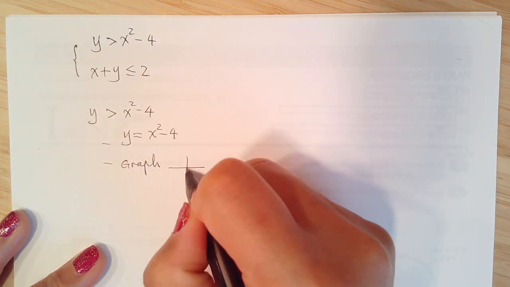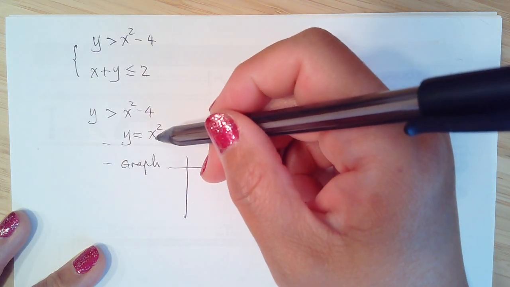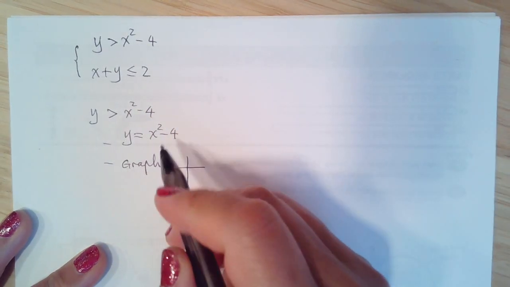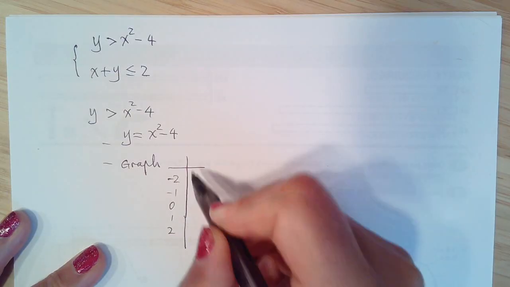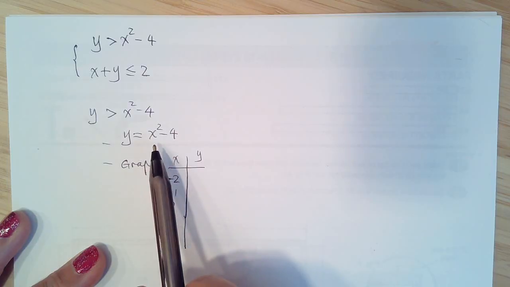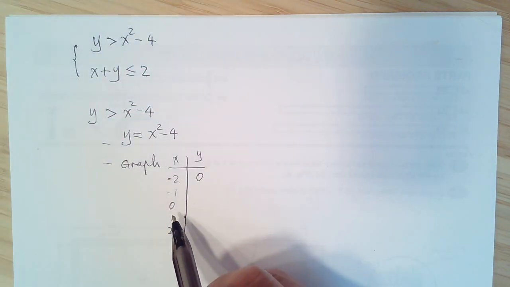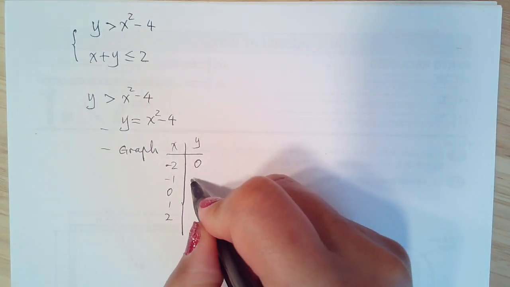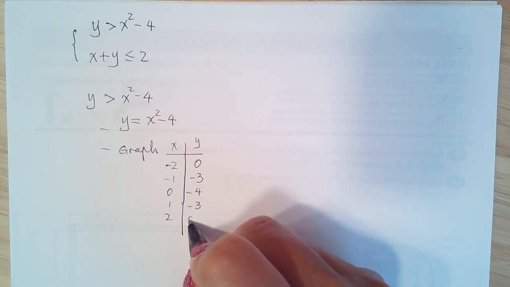Yes, pick some x values, because in this case, our x is squared, so we're not going to just choose 2 points. And it's x squared, so I'm going to choose negative 2, negative 1, 0, 1, 2. That's x. And what is my y? When x equals negative 2, the square of that is 4, minus 4, that's a 0. And when x equals negative 1, that's 1 minus 4, so it's minus 3. And here's a negative 4, and a negative 3, and a 0.